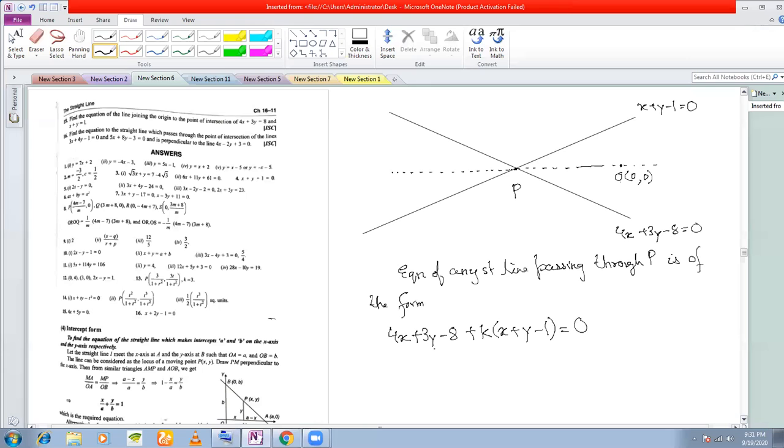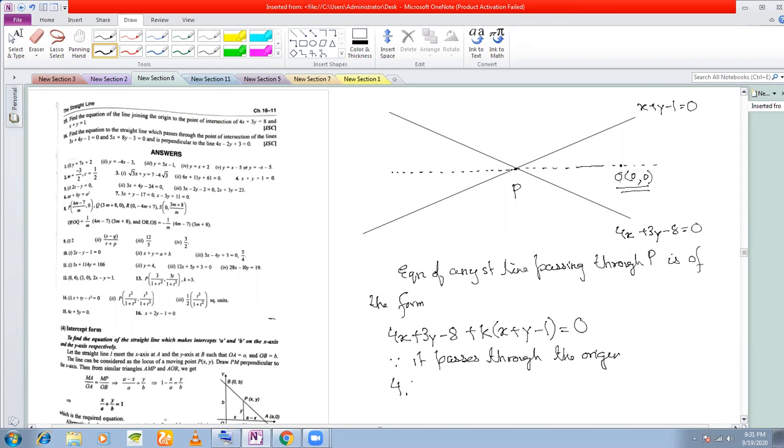Okay, now the question is what is the value of k? We also know that another piece of information is given: this straight line also passes through the origin. So this straight line that we are getting, this dotted line, must pass through the origin. Therefore, the coordinates of the origin must satisfy this equation.